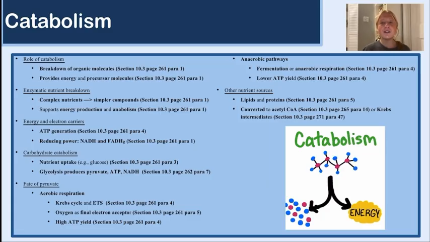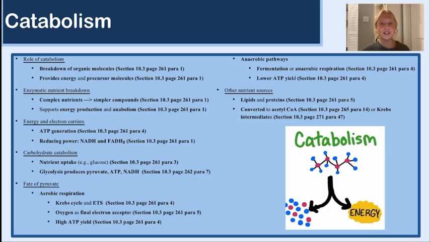So catabolism usually begins with the uptake of nutrients, and these are commonly carbohydrates like glucose, and these are taken up through cellular transport mechanisms. And these nutrients are then processed through a series of catabolic pathways, and the most common of these is glycolysis. So glycolysis basically converts glucose into pyruvic acid while producing ATP and NADH.